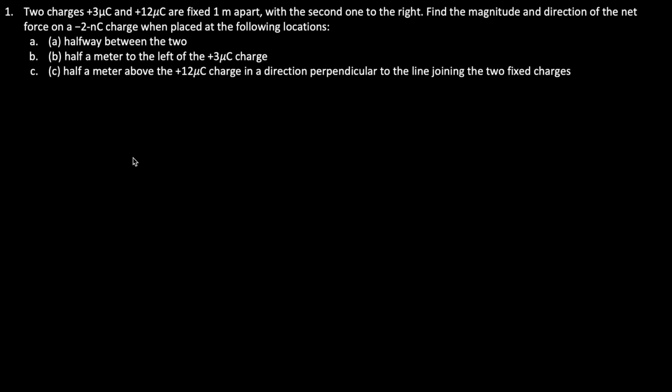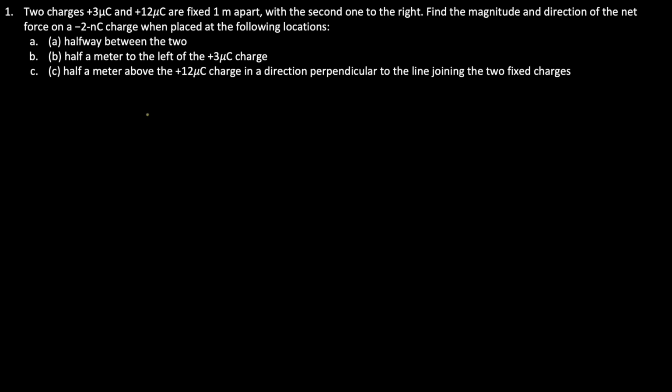In this video, we are going to focus on solving physics problems about Coulomb's law. Problem 1 says: two charges, positive 3 microcoulomb and 12 microcoulomb, are fixed 1 meter apart, with the second one to the right. Find the magnitude and direction of the net force on a negative 2 nanocoulomb charge when placed at the following location: halfway between the two.